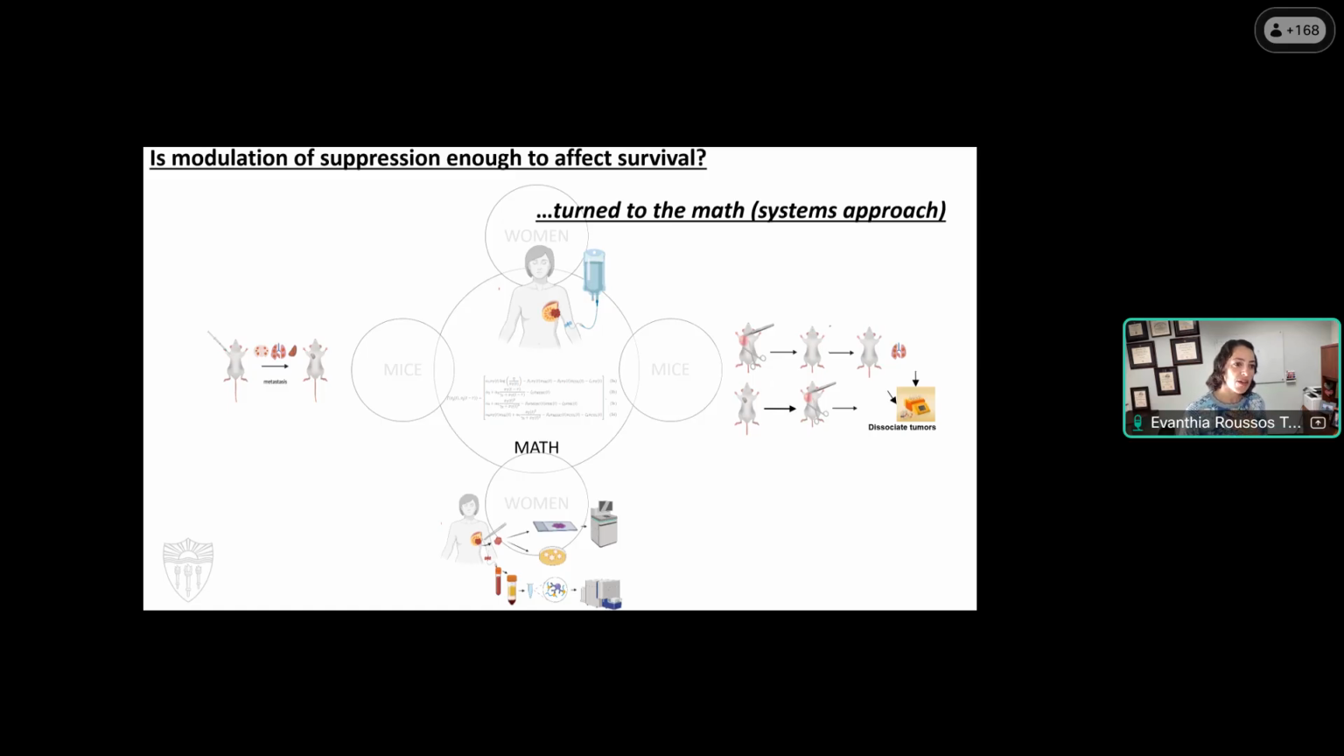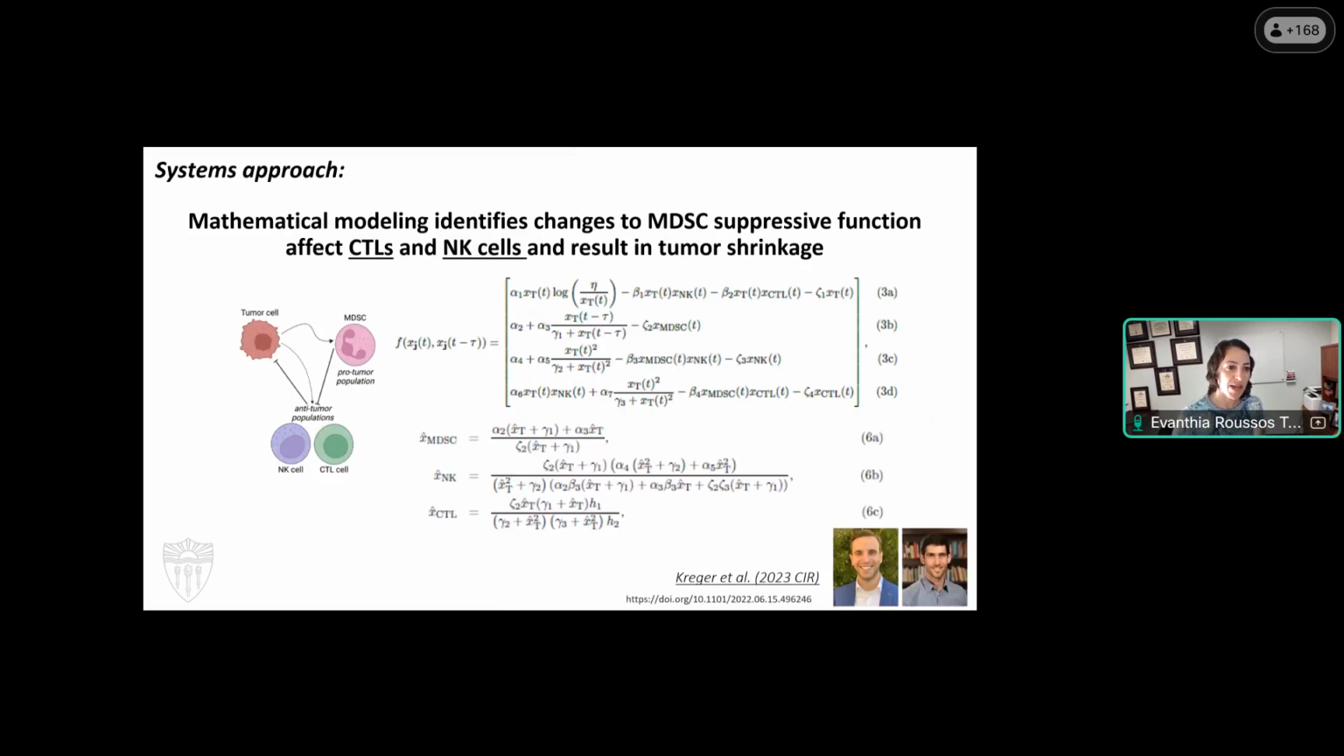So the question we asked next was, is modulation of suppression enough to affect survival? Is it really the fact that this epigenetic modulator is doing something to the immune suppression to allow a better response? This is when we turned to math, and this is the systems biology approach that I undertook with my collaborator, Adam McLean, who's also at USC.